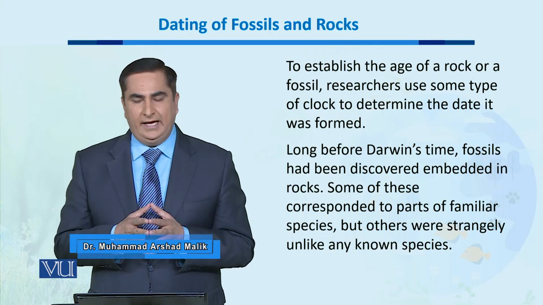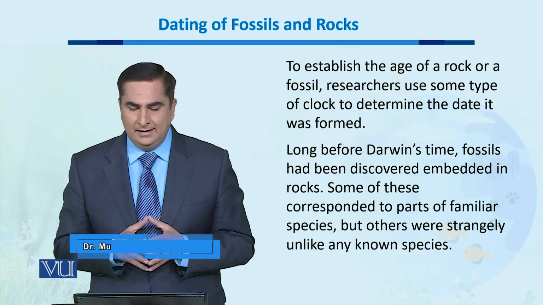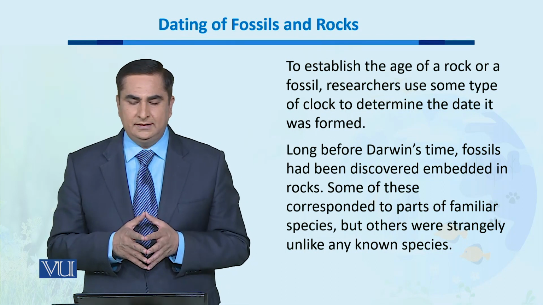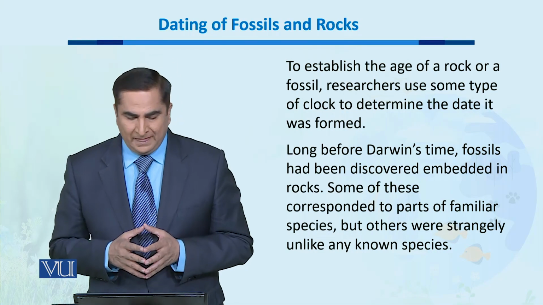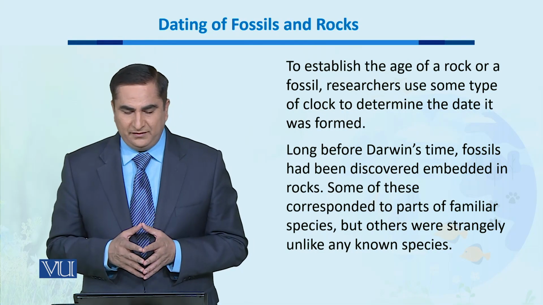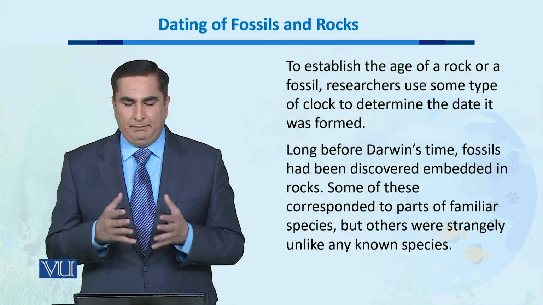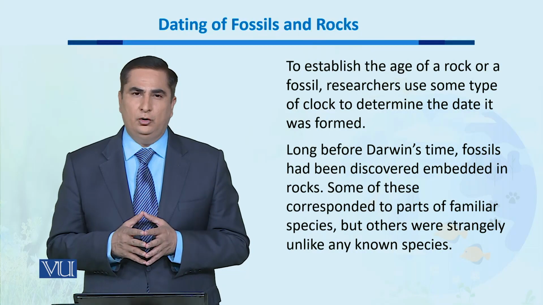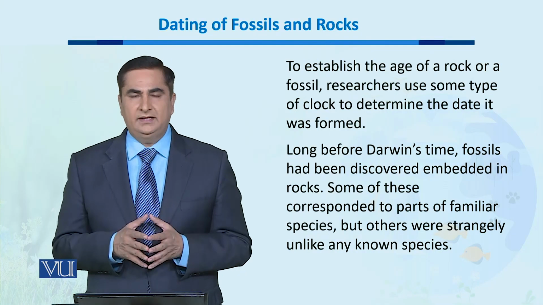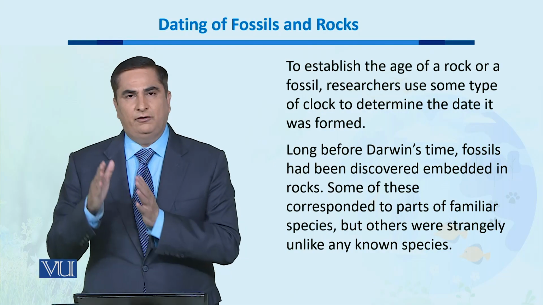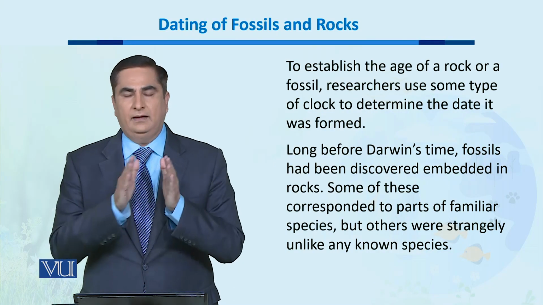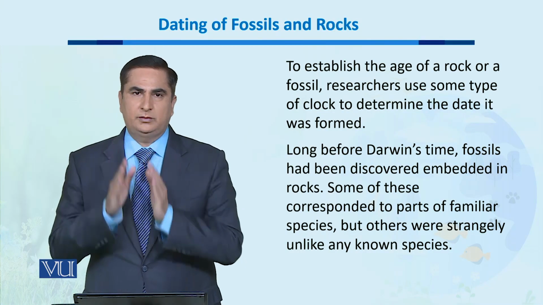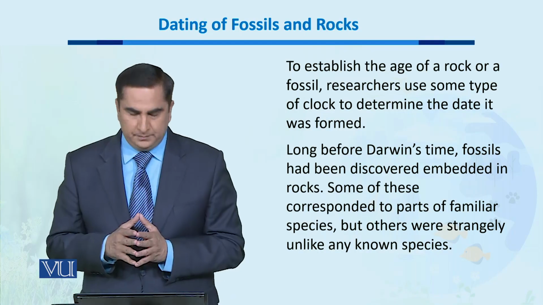To establish the age of a rock or a fossil, researchers use some type of clock to determine the date and time it was formed. Now, long before Darwin's time, fossils had been discovered embedded in some special type of rocks. Now we know that they are known as sedimentary rocks. Some of these corresponded to the parts of familiar species, but others were strangely unlike any known species, which means that those species have become extinct now.